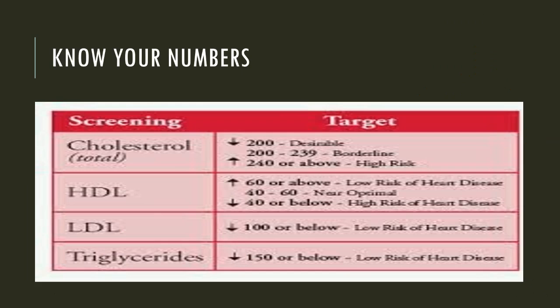You should also know your numbers. If you don't know your cholesterol level, ask your doctor for your lab results. Your cholesterol level should be below 200. That's the desirable range. Between 200 and 239 is borderline high, and then over 240 is high risk. Your good cholesterol should be above 60.